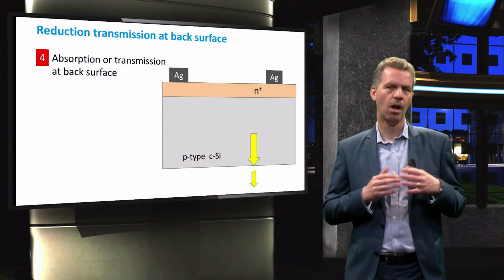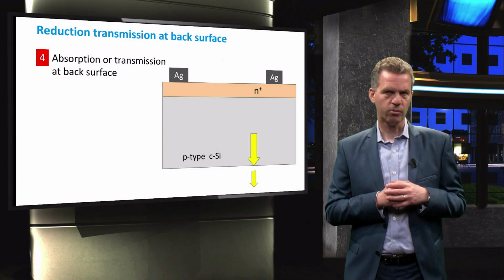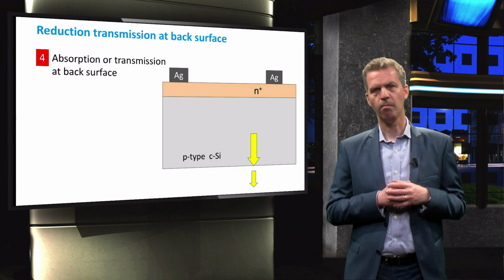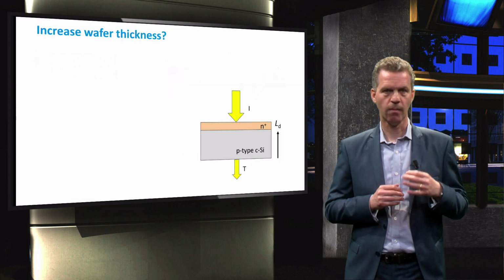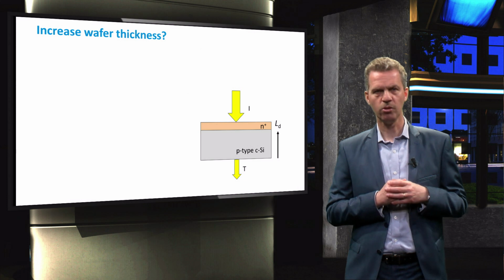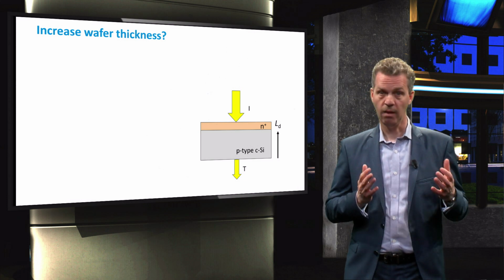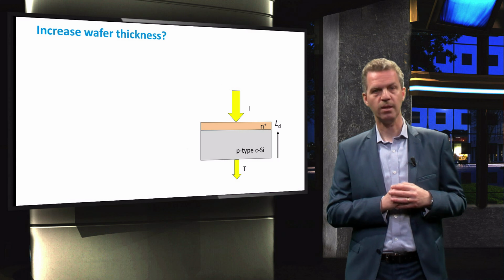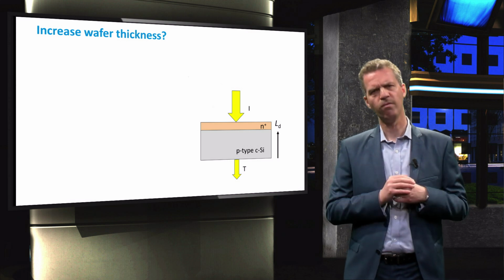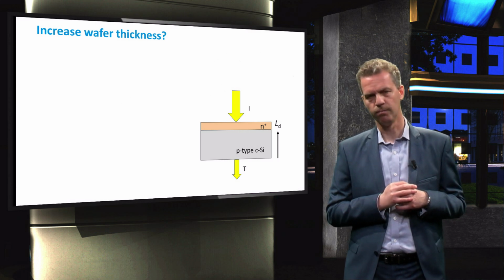We will now turn our focus towards the back of the solar cell, where light can be transmitted or absorbed at the back surface. When light has not been absorbed in the silicon wafer after passing through the bulk, part of the light might escape at the back surface. The most obvious solution to this problem would be to increase the thickness of the absorber layer. In fact, 1 millimeter of silicon will absorb virtually all the photons up to the bandgap of silicon.